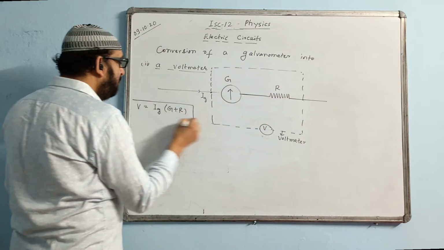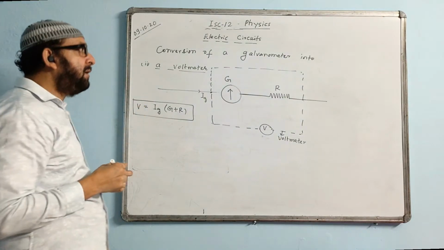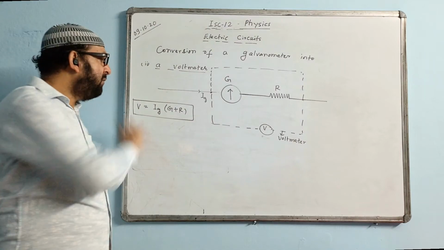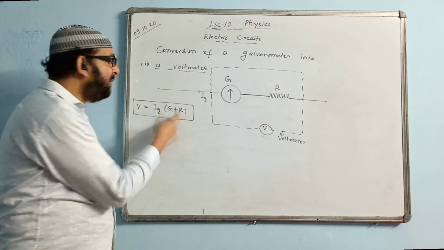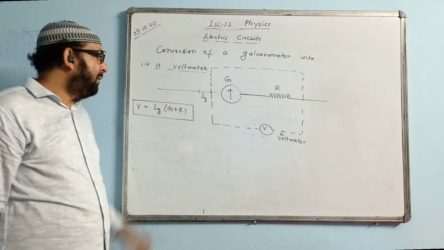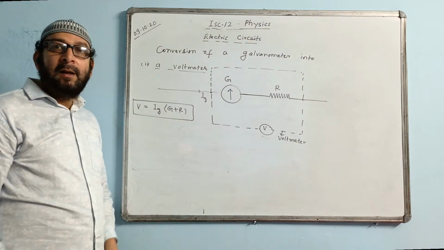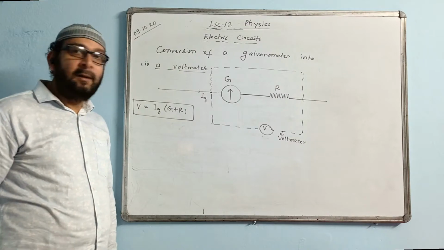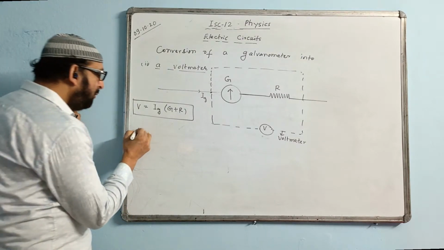So we will follow this formula when we are converting a galvanometer into a voltmeter. From this equation we normally calculate the value of R. We will be calculating the value of resistance R, and when we calculate it, the value of R is found to be very high. Now another thing we will note down, write down here.